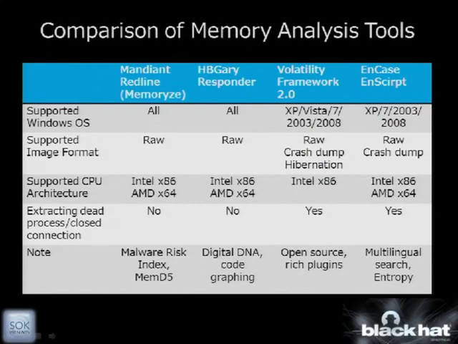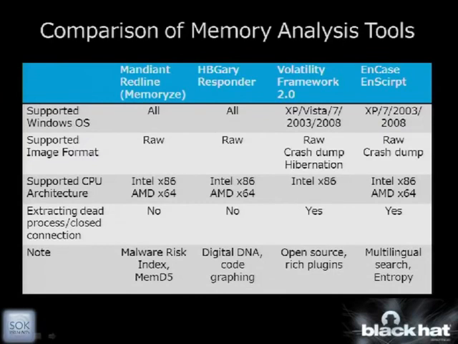HBGary Responder and Redline cannot extract terminated process information, closed sockets, unloaded kernel drivers, and so on. I think they don't target unallocated kernel objects. Scan modules of Volatility and EnScript can find them. Redline and Responder have significant features for detecting malware: Malware Risk Index and Digital DNA. Responder also provides a code graphing function for running processes.